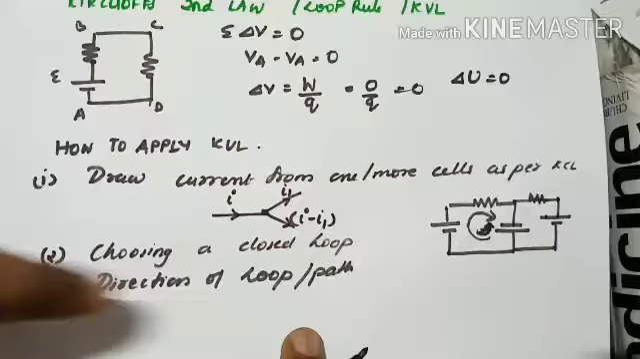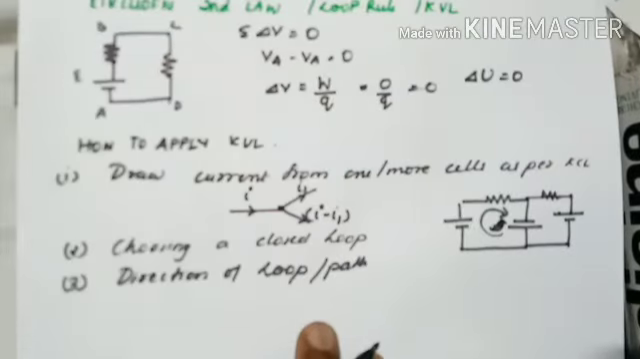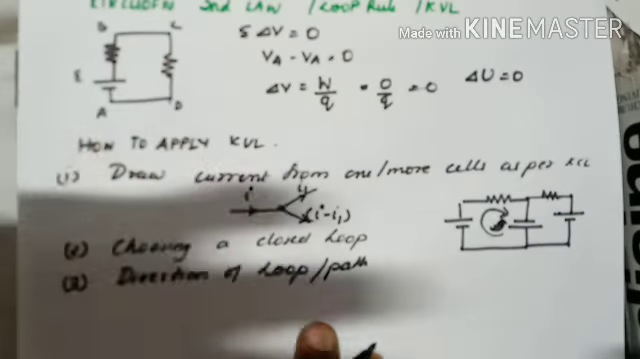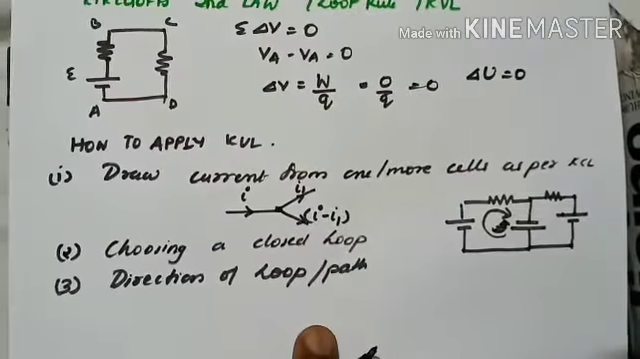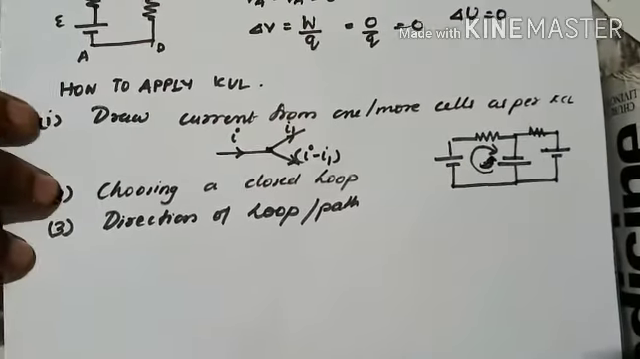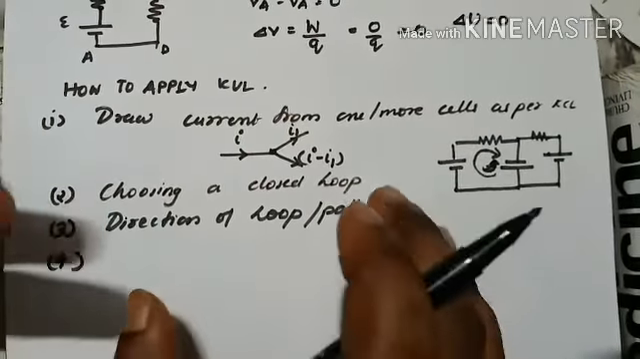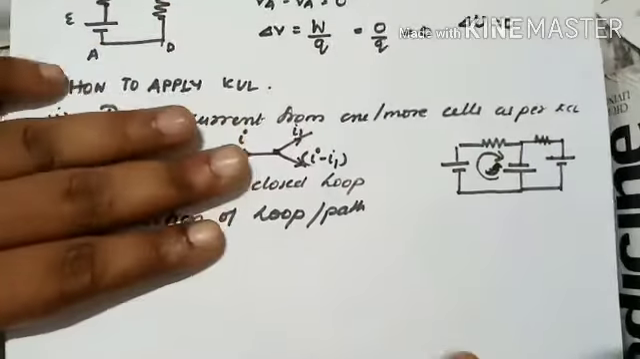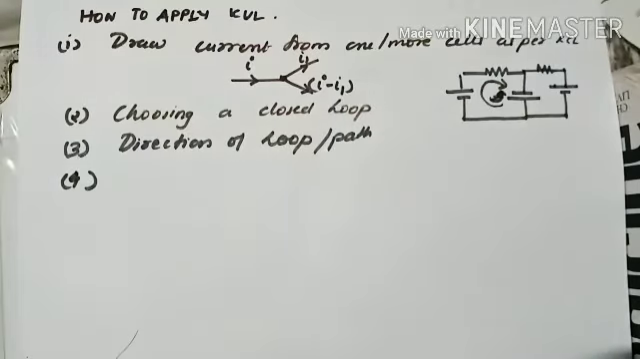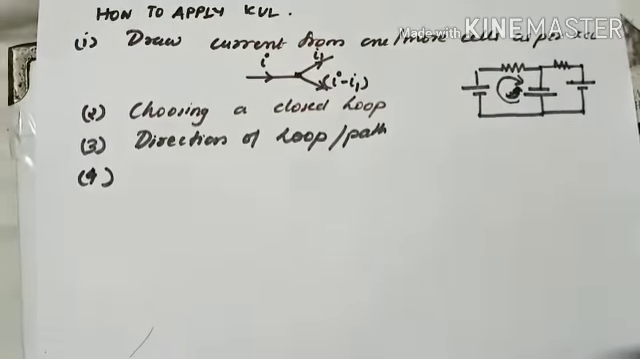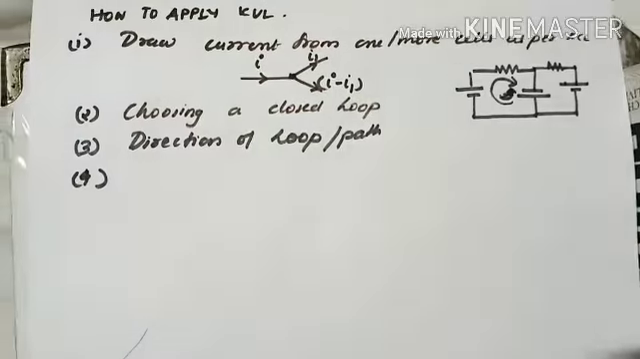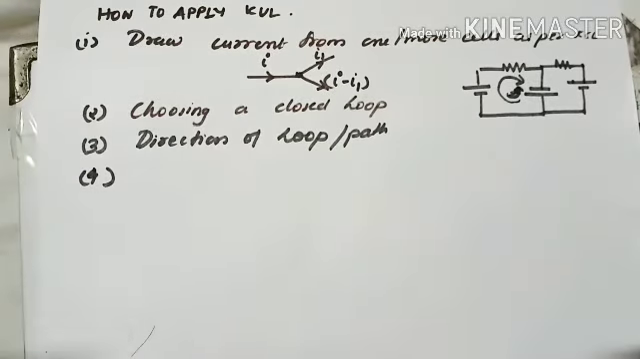So that is the third point: you have to select the direction of the path, that is, from where to where you are going to move. Clear? Now the fourth point, our fourth rule, is very, very important, guys. You can memorize it, it's okay. That is potential drop or potential gain signs.